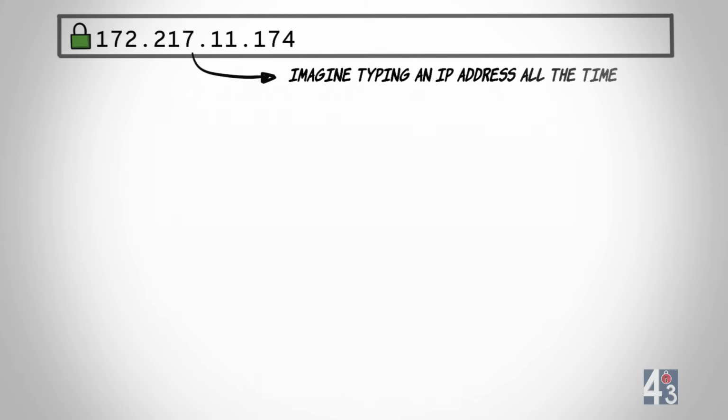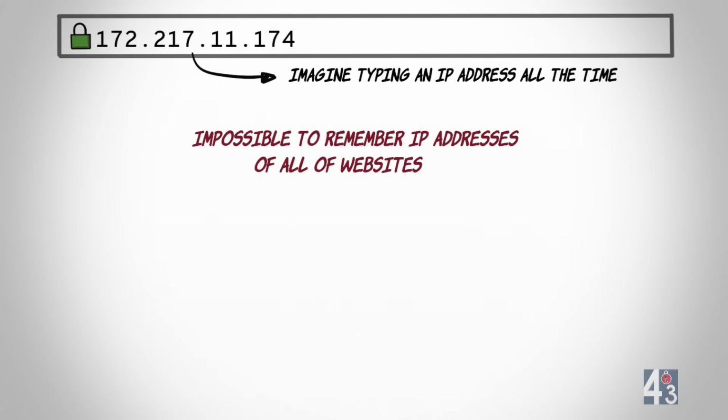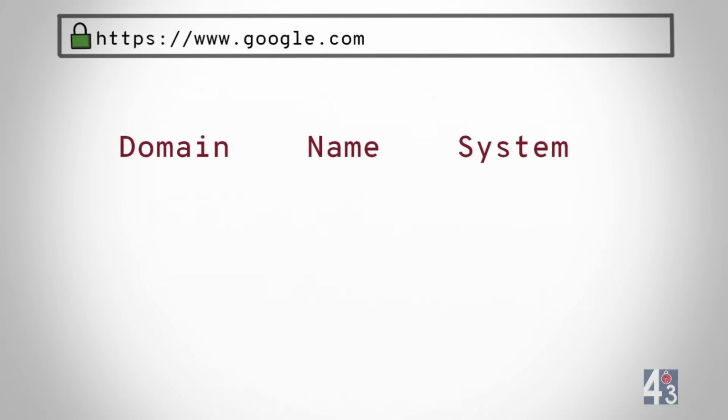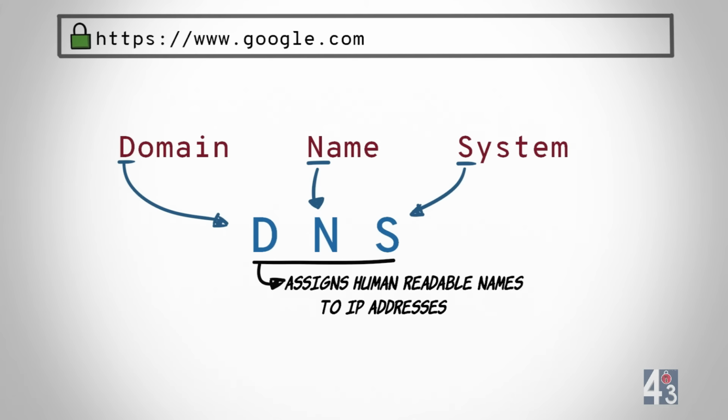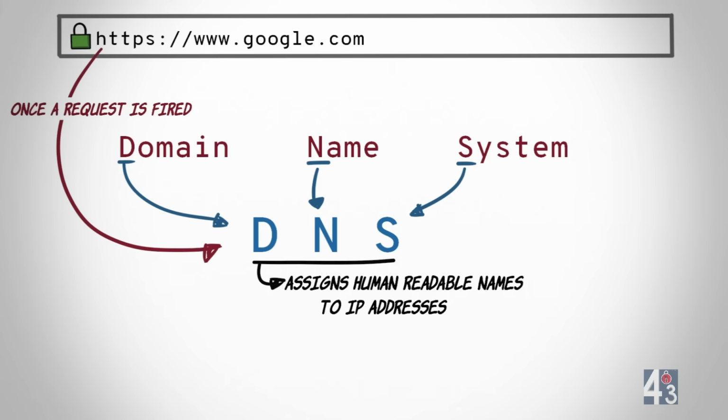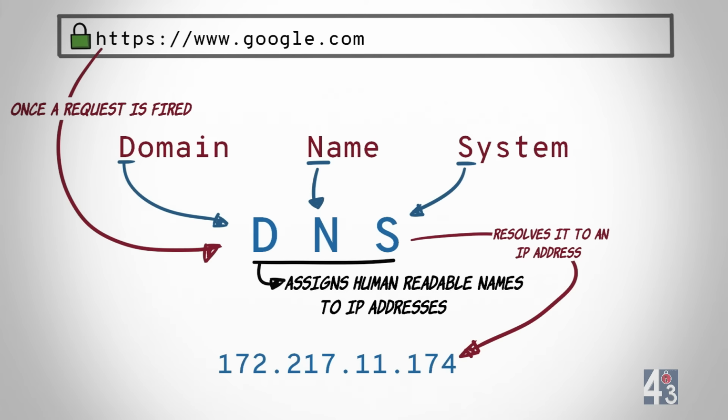Every website or application we visit would have an IP address tied to it. Imagine having to type out an IP address on the address bar of your browser for every website. It would be impossible to remember IP addresses for all websites. This is where the domain name system, or the DNS, comes as such a boon. The DNS allows for assigning human readable names to an IP address. So what actually happens is that once a request for a website is fired on your browser, the domain name system works behind the scenes to resolve the name of the website to its corresponding IP address.